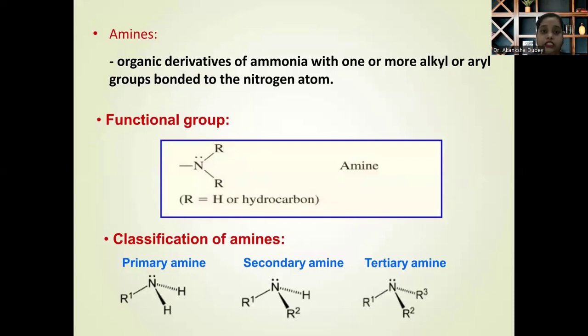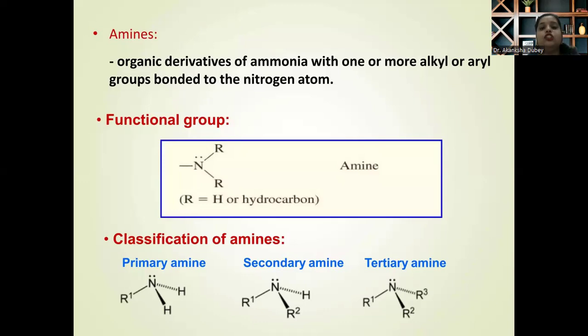Now, talking of functional groups which are present here, as you can see, nitrogen could be attached to the alkyl and aryl group on the two sides, and that alkyl group could also be hydrogen or a hydrocarbon. Now, talking of classifications of amines, amines can be classified into three categories, that is primary amines, secondary amines, and tertiary amines.